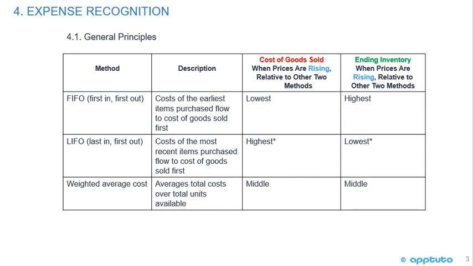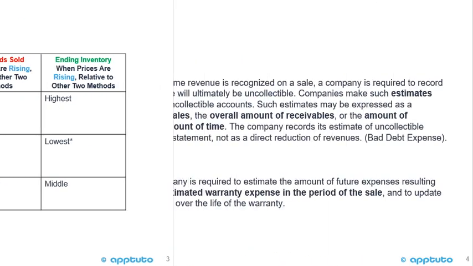The weighted average cost averages the total costs over the total units available. So when prices are rising, the calculation is going to give us a cost of goods sold in the middle and similarly ending inventory in the middle. Again, this is just a brief general principles slide. There's going to be an entire reading and many LOS with regards to inventories.